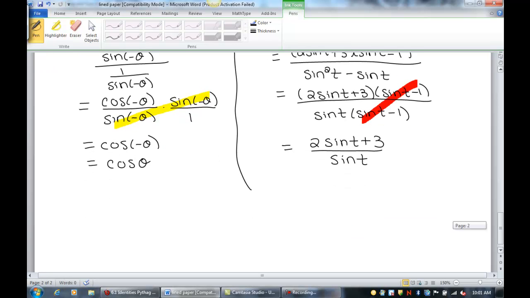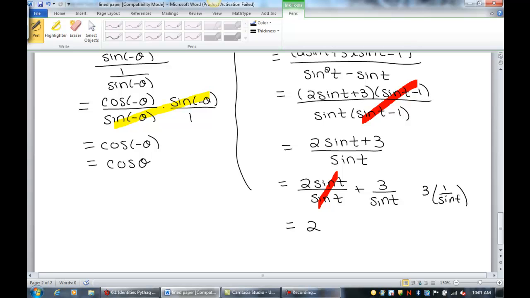Okay. Another way to write this is we can split it up: 2 sine t over sine t plus 3 over sine t. These would simplify, and I'd be left with 2. And 3 over sine t, we know this is like 3 times 1 over sine t, right? We've seen that before. We know 1 over sine is cosecant, so I could rewrite this as 3 cosecant t. Okay, so both of these are correct. There are just different ways to write the solutions.